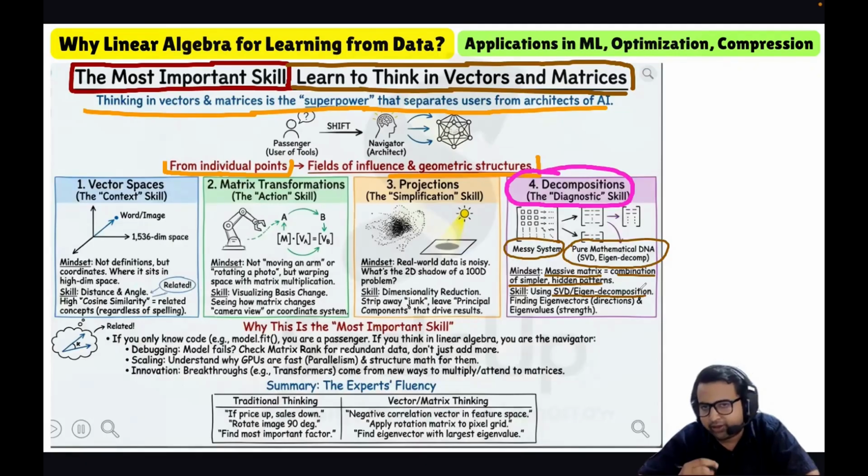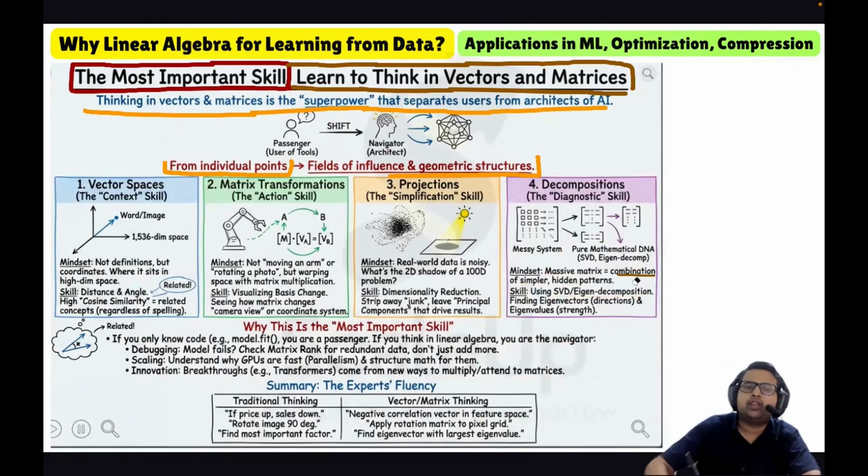And using this information, they break the complex system into smaller subsystems. That is what thinking in decomposition is. So now it's very clear that we should think in terms of vector spaces. Here we are talking about the context skill, and distance and angles are the tools for us. We should think in terms of matrix transformations, the action skill, and the tool is to visualize the basis change.